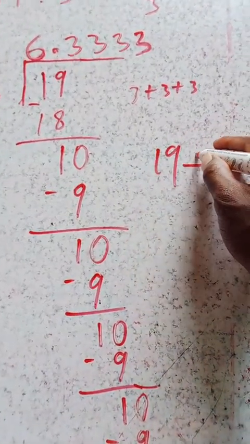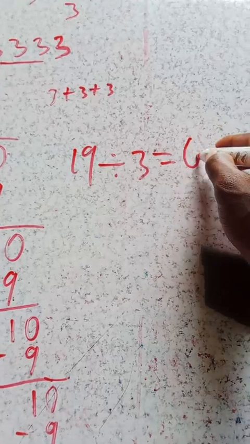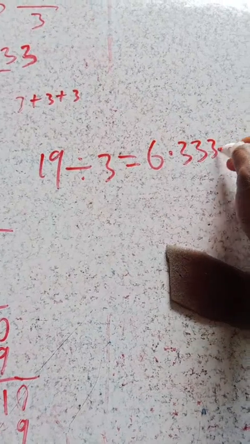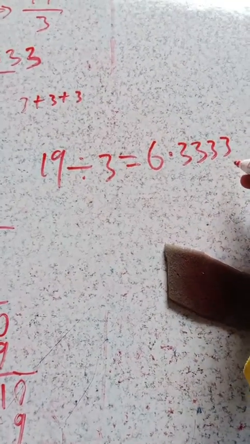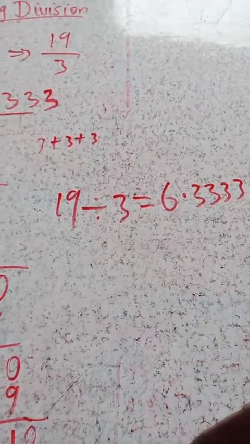19 divided by 3 is equal to 6.3333. At least it's okay. Are you getting it? So that is the answer.